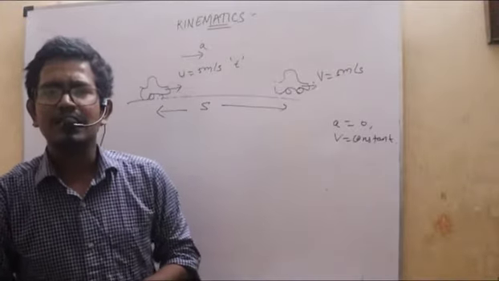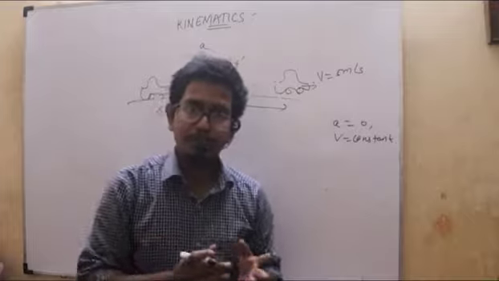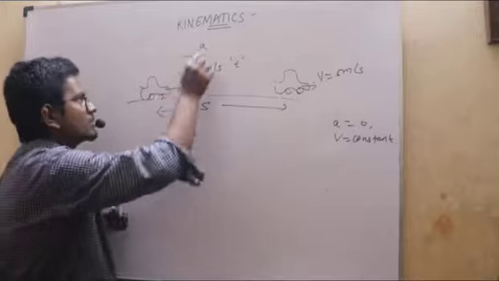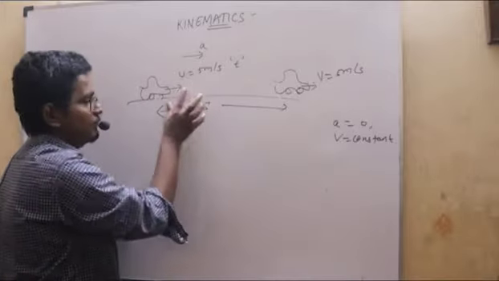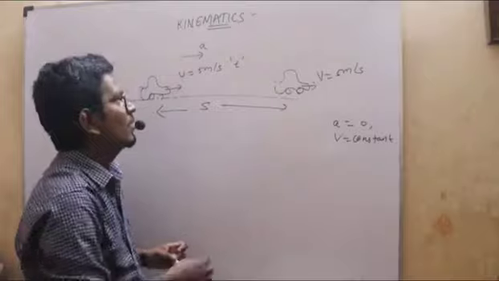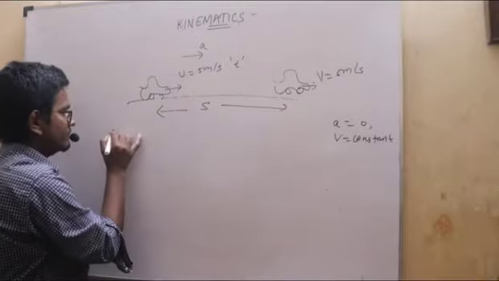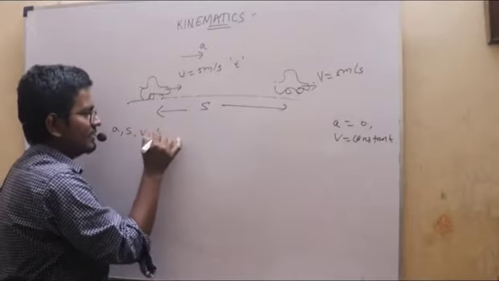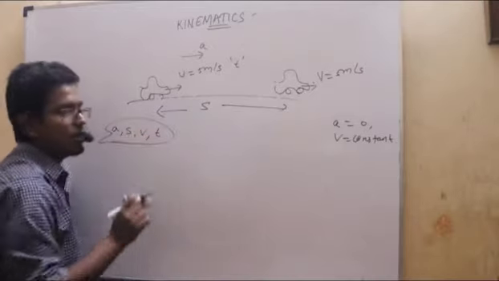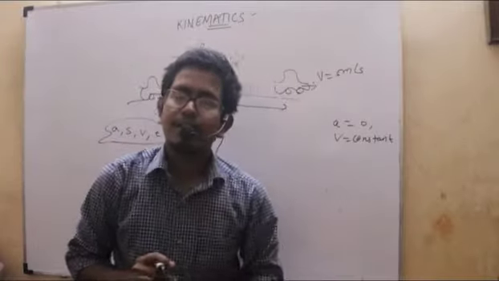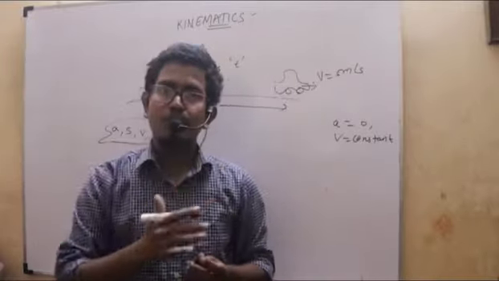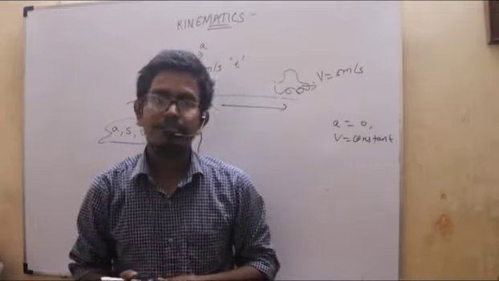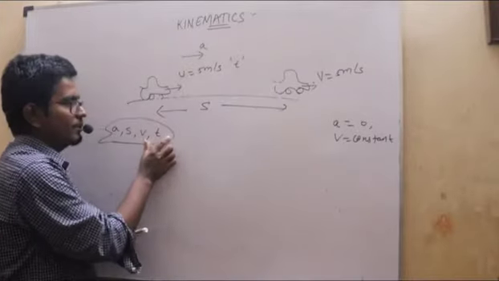So in kinematics, as we are going to study the motion of the body, these 4 parameters are very important. What are those 4 parameters? Acceleration, displacement, velocity and time. These 4 parameters are very, very important in kinematics, because we are going to study the motion of objects and we are not going to consider any force upon it. Right?